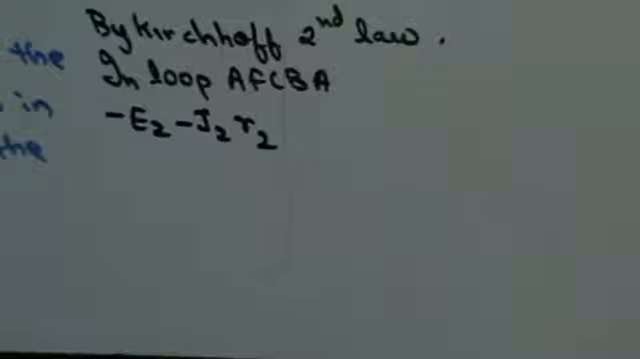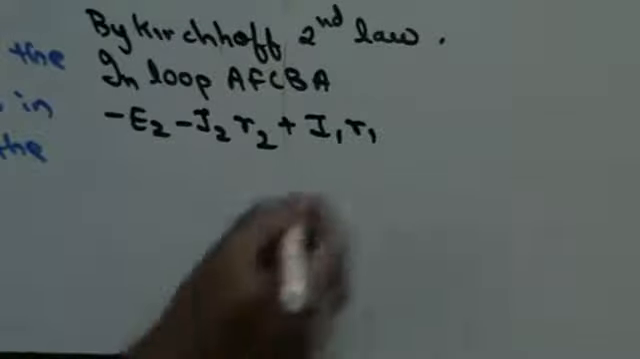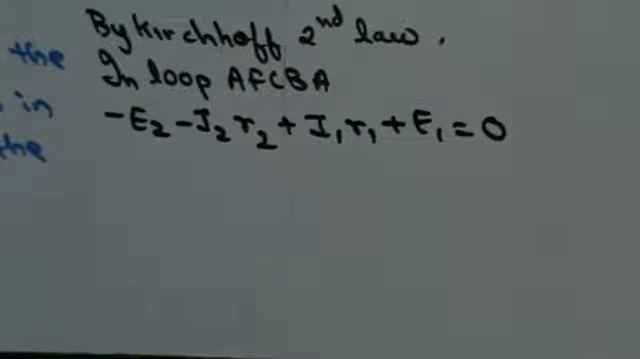Then I'm moving from C to B, nothing there. Then I'm moving from B to A. Current is entering the node at point B, therefore it will be treated as positive. So I1 R1. As I move from B to A, the loop is being traced from B to A, and the EMF is sending current also in the direction from B to A, therefore the EMF will be treated as positive. The sum is 0. When I substitute the values here, I'll get a linear equation.